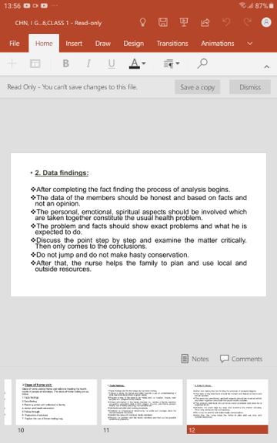Then after that, the nurse helps the family to plan and use the local and outside resources. So we can encourage the people to use home remedies as well as outside medications. As per the condition only, we can tell those people to take home remedies and all.